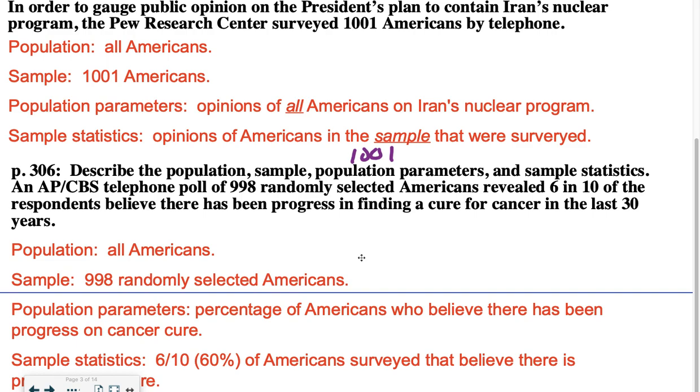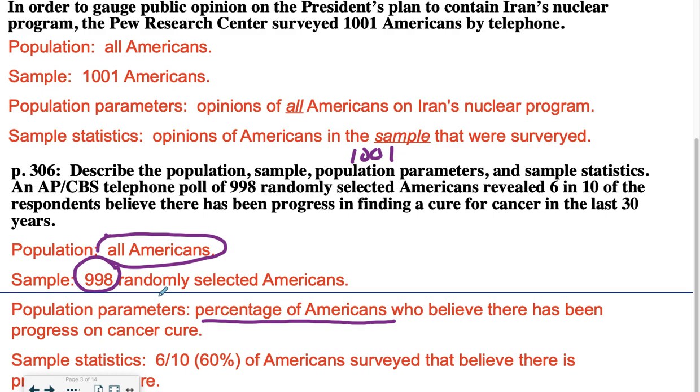One more: an AP-CBS telephone poll of 998 randomly selected Americans revealed 6 in 10 respondents believe that there has been progress in finding a cure for cancer in the last 30 years. So the population would be all Americans. The parameter of this population is the percent of these Americans who believe there is progress. The sample is 998 randomly selected Americans, of whom those surveyed believe there is progress on the cure.